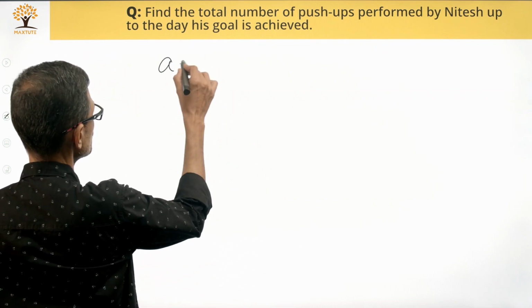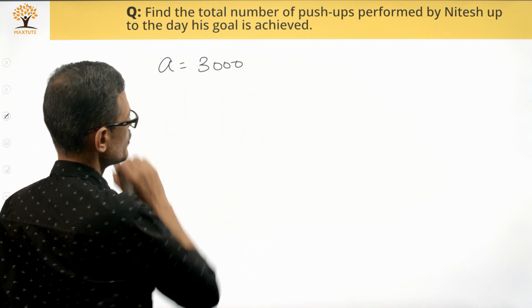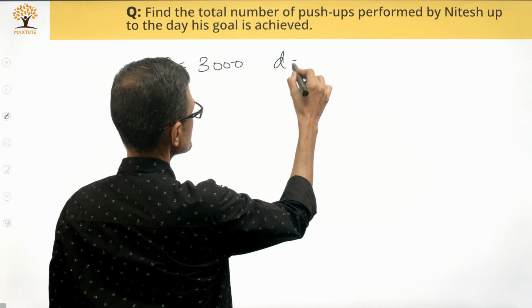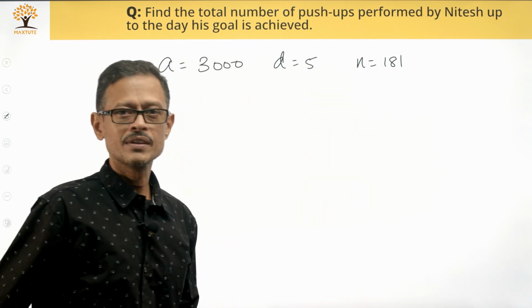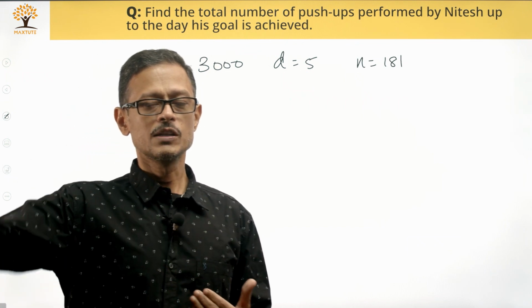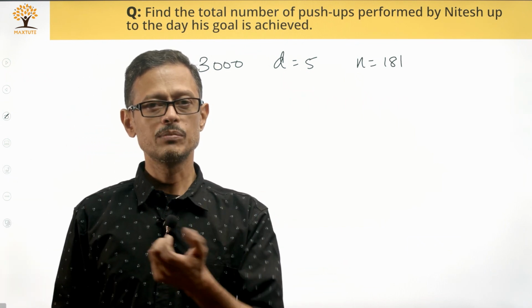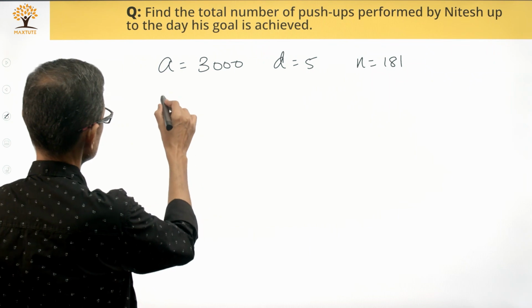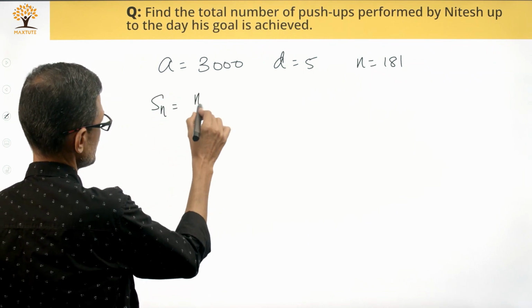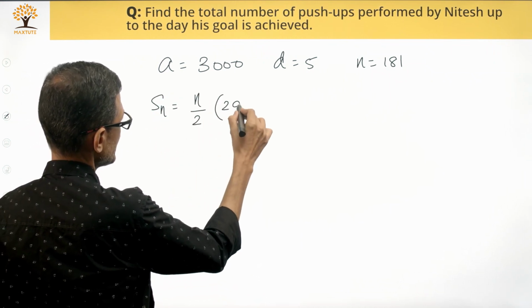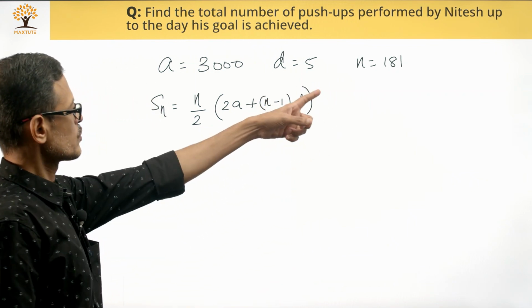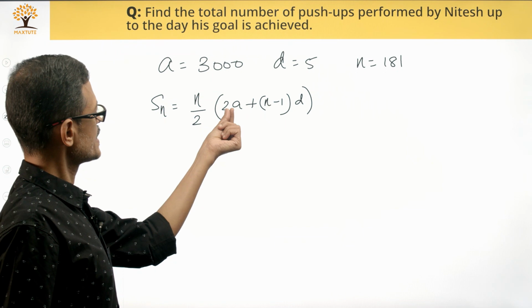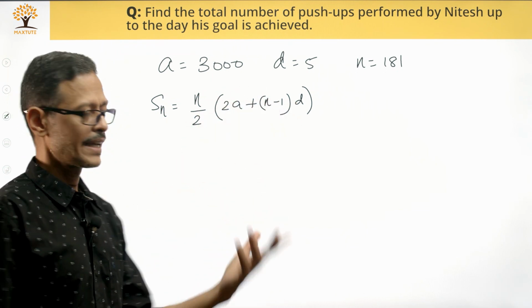We know A is equal to 3,000, the push-ups on day 1. Common difference is equal to 5. He reaches his target on the 181st day. The question is to find the sum of all the push-ups he has done from day 1 all the way up to the 181st day. So Sn, we'll write the formula, which is N by 2 times 2A plus N minus 1 times the common difference. Do we have values for all of this? N is equal to 181, A is equal to 3,000, D is equal to 5. Plug in, and we'll get the answer.